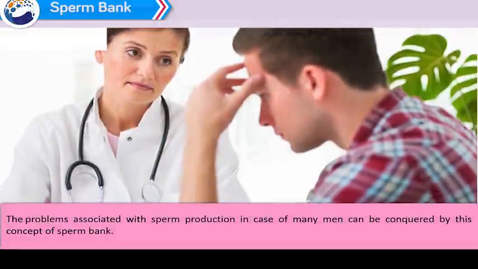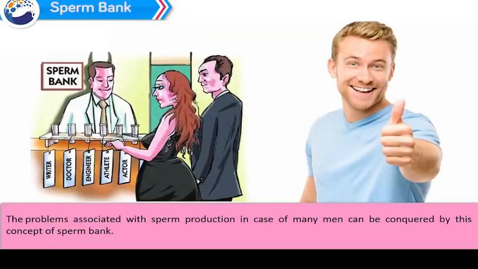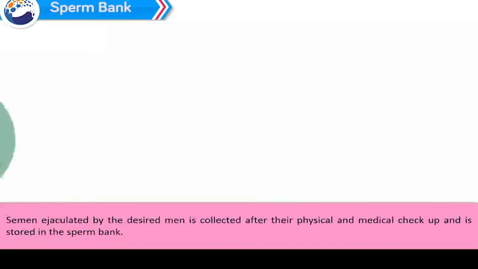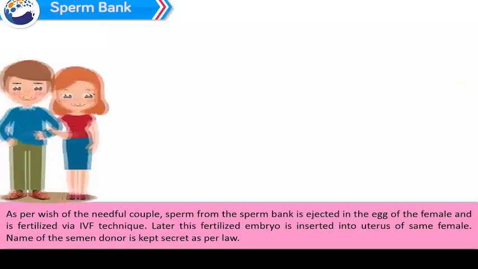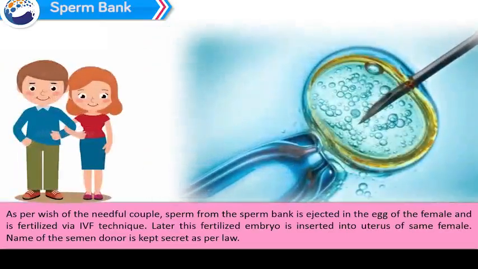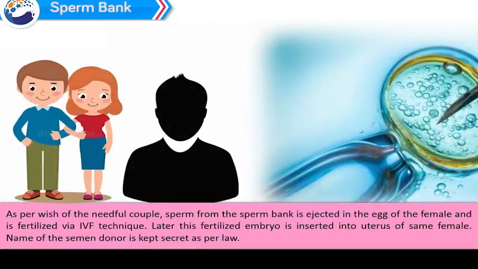3. Sperm bank. The problems associated with sperm production in case of many men can be conquered by this concept of sperm bank. This concept is similar to blood bank. Let's have a look on procedure for the same. Semen ejaculated by the desired men is collected after their physical and medical checkup and is stored in the sperm bank. As per wish of the needful couple, sperm from the sperm bank is injected in the egg of the female and is fertilized via IVF technique. Later, this fertilized embryo is inserted into the uterus of same female. Name of the semen donor is kept secret as per law.